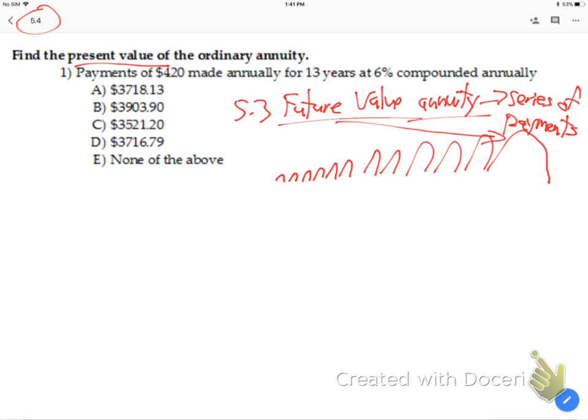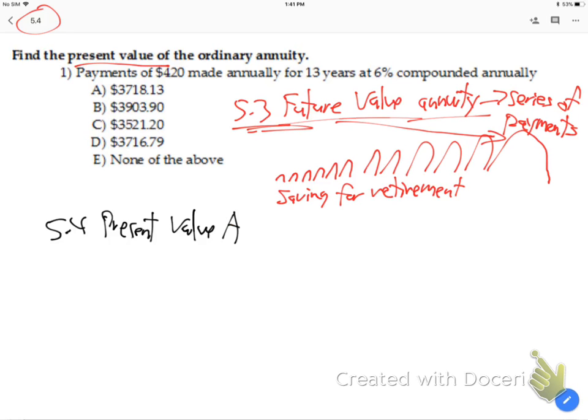See how the pile's in the future? So that would be like saving for retirement, for example. You're just putting money away every month, big old pile at the end. Future value. You want a big old pile in the end so you can retire. That was the last section. That was 5.3.